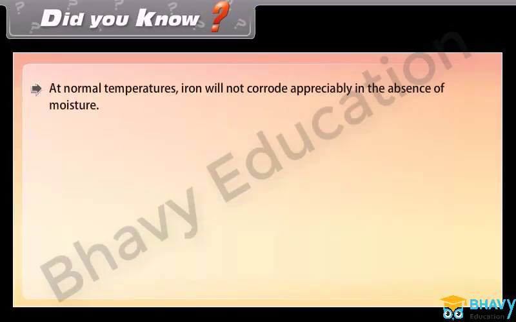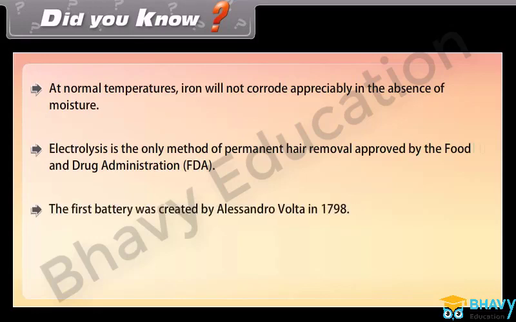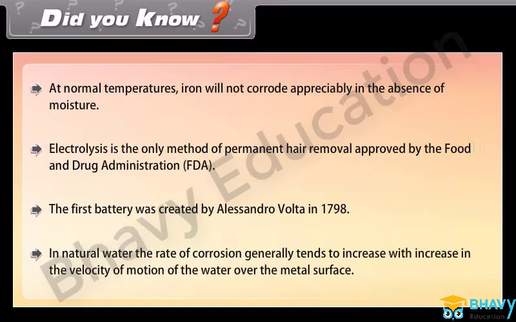Did you know? At normal temperatures, iron will not corrode appreciably in the absence of moisture. Electrolysis is the only method of permanent hair removal approved by the Food and Drug Administration or FDA. The first battery was created by Alessandro Volta in 1798. In natural waters, the rate of corrosion generally tends to increase with increase in the velocity of motion of the water over the metal surface.